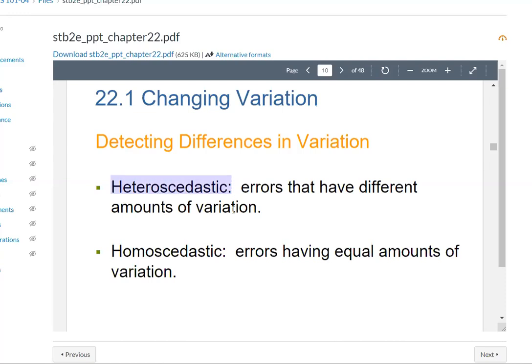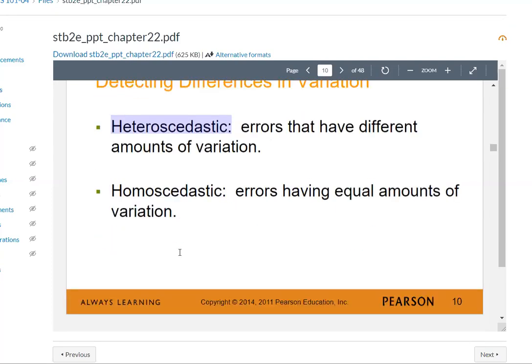So on your exam, remember, for some questions, they will not say equal variances or not equal variances. They will say homoscedastic and heteroscedastic. So you need to remember, homoscedastic is equal variances, is good. Heteroscedastic is not equal variances, is not good. Heteroscedastic is not good for residuals. Homoscedastic is good for residuals.